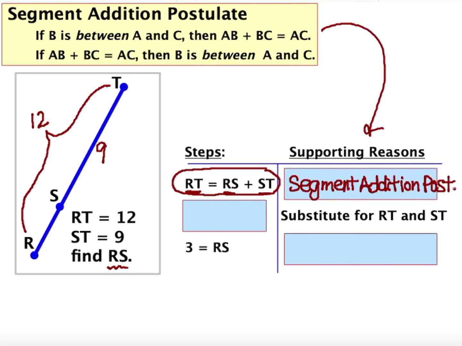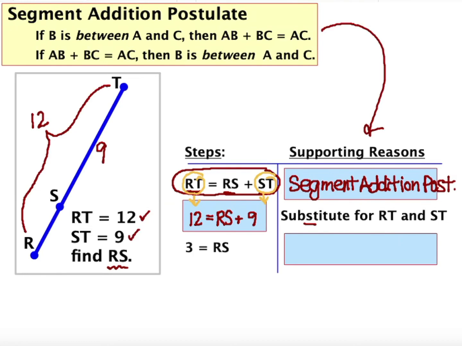Next, it says that we can make a substitution. So do we know the length of RT? Do we know the length of ST? Those were given to us, right? So we're going to replace, substitute 12 for RT, the length of RT. RS we don't know yet. That's what we're trying to figure out. And we are going to substitute or replace the length of ST with 9. Those were what were given to us, right?